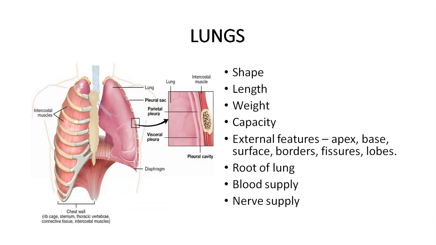The capacity of the lungs is 250 ml at birth, while in the adult it is 6000 ml.